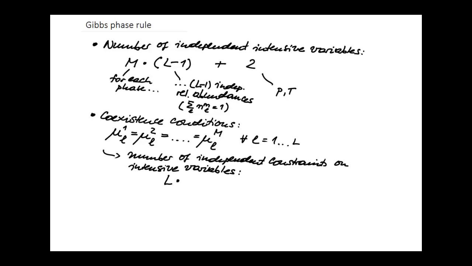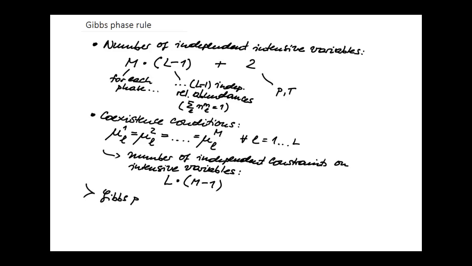And for each molecule, we have m-1 equalities. For a given molecule type, there are m different chemical potentials for the m different phases, and there are m-1 equal signs, so these are m-1 constraints for each type of molecule. So in total, we have L times (m-1) constraints, L times (m-1) coexistence conditions.